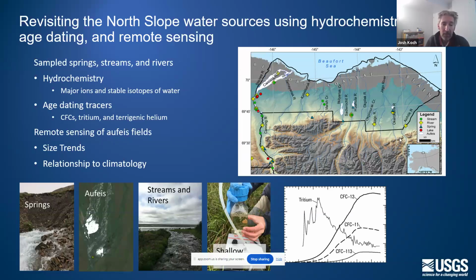We also looked at these aufeis fields, which are these large features of ice that develop, especially in our river channels over the winter as groundwater reaches the surface and freezes. We were looking both at the size of those features and how that changed from year to year, and then the relationship of those features to climatology, both of several climate indices as well as previous years' temperatures and precipitation.